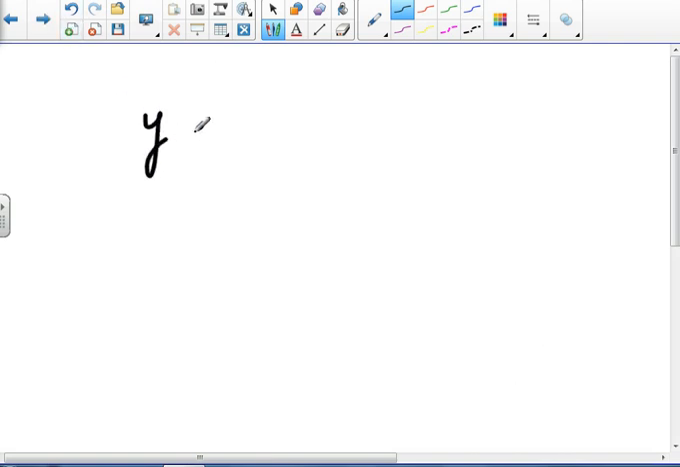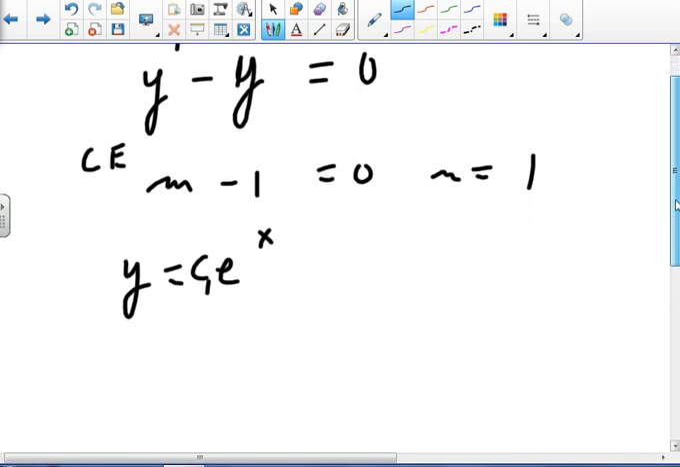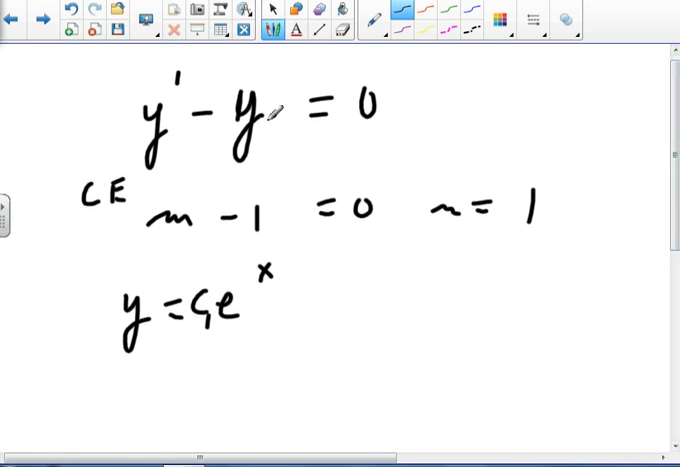Let's see. So y prime minus y is equal to 0. So we have a characteristic equation, m minus 1 is 0, m is equal to 1, y is equal to e to the x, right? So that would be c1 e to the x. All right, so now we know the answer to that particular guy, right?